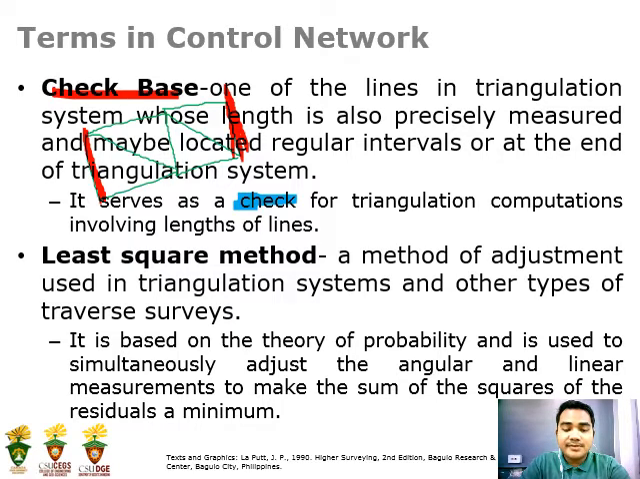It's a method of adjustment used in triangulation systems and other types of traverse surveys. The least square method is based on a theory of probability and is used to simultaneously adjust the angular and linear measurements to make the sum of the squares of the residuals minimum. Since we all know that the residual never disappears, it's the modifier, like 0.00 something. A deeper explanation of this least square method will be taught in your geodetic computations and adjustments.